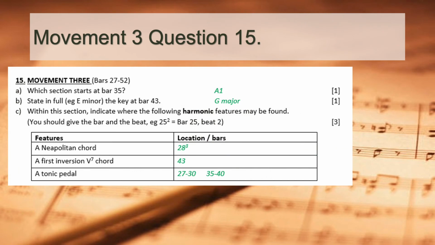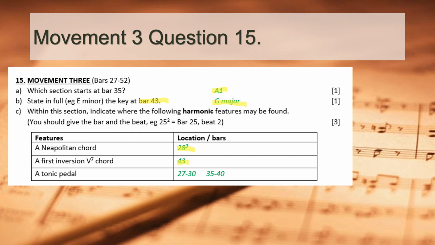Okay, so here are our answers. As we said, it's A1, or A with the little one that's a subscript. We said at bar 43 we'd gone to G major because we had the C natural, so we'd moved anti-clockwise on the circle of fifths. We'd gone to the subdominant key. We found our Neapolitan chord with the B flats at bar 28, beat 3. Our first inversion 5/7 chord was also bar 43, where we identified the G major key.